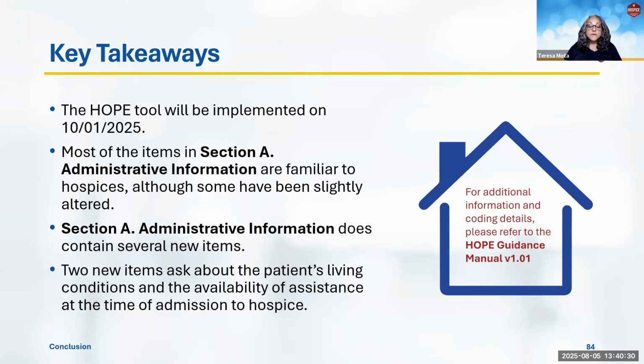The HOPE tool will be implemented on October 1st, 2025. Most of the items in Section A, Administrative Information, are familiar to hospices, although some have slightly been altered. Section A contains several new items, including 2 new items that ask about the patient's living conditions and the availability of assistance at the time of admission to the hospice.